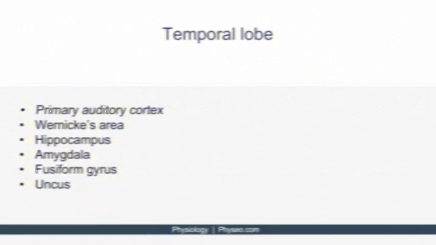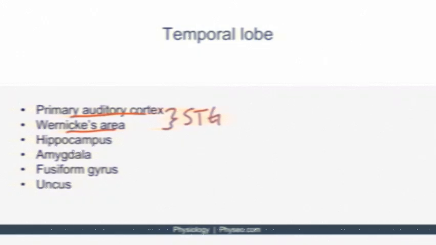Okay, let's see what your text says. There are 6 areas that you need to be familiar with in the temporal lobes for step 1. These include the primary auditory cortex, Wernicke's area. Remember, both of these are in the superior temporal gyrus. The hippocampus, which is responsible for memory. The amygdala, which is associated with emotions and decision-making. The fusiform gyrus, which is responsible for facial recognition. And the uncus, which is associated with seizures and can also compress the third cranial nerve during an uncal herniation.